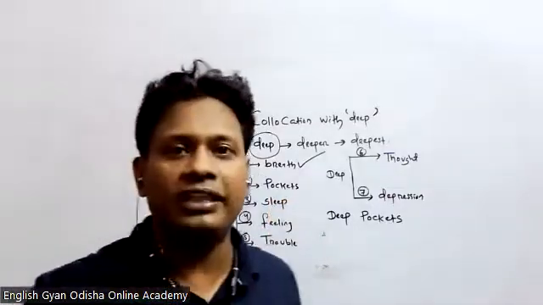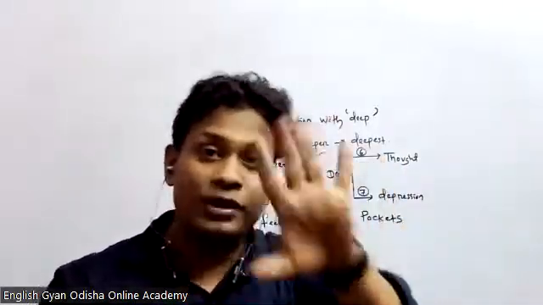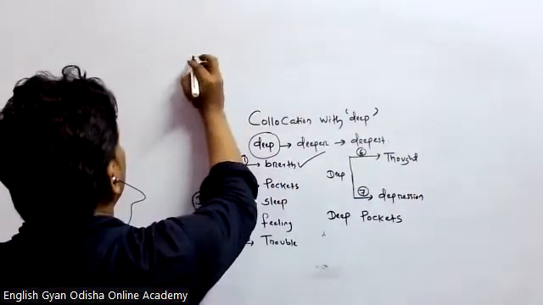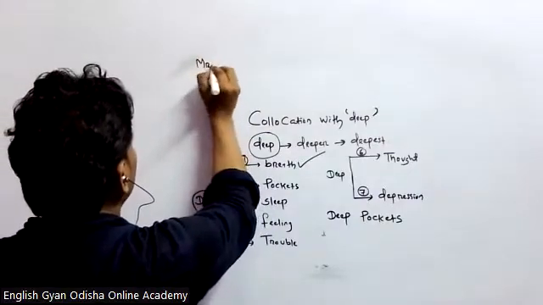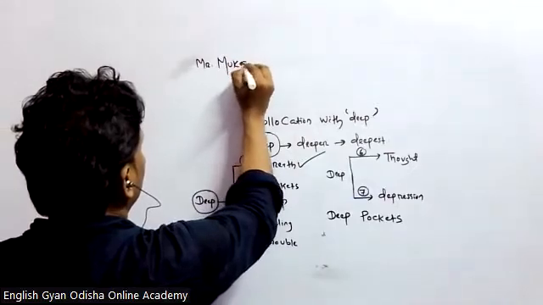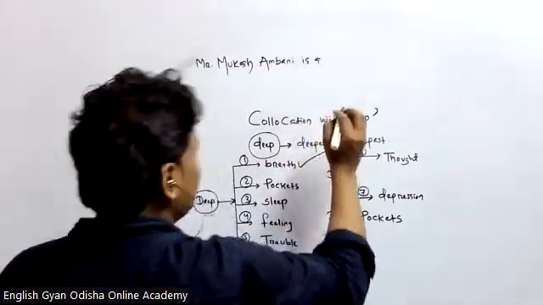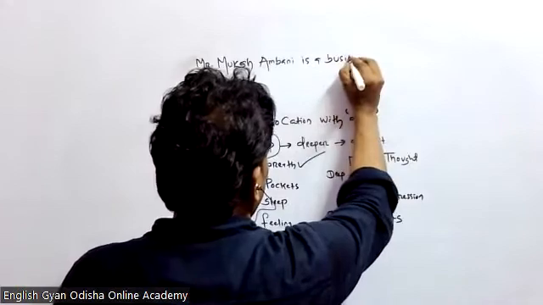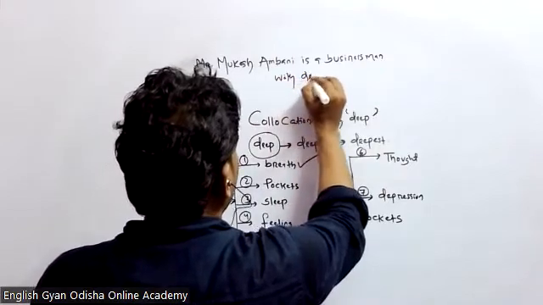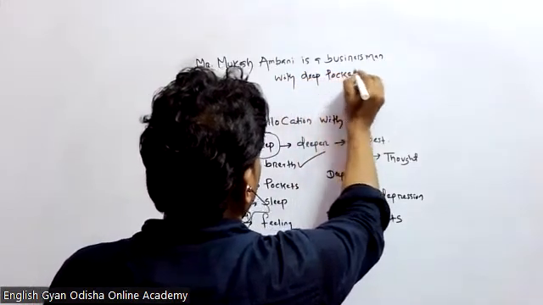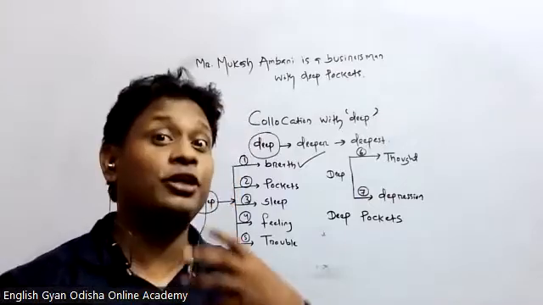So deep pockets, what do you mean by that? If I give an example here, you will easily understand, because from the example you can get the meaning. Let me tell you something. Mr. Mukesh Ambani is a businessman with deep pockets. Check it out. So you can easily guess. Deep pockets, something related to money, right?